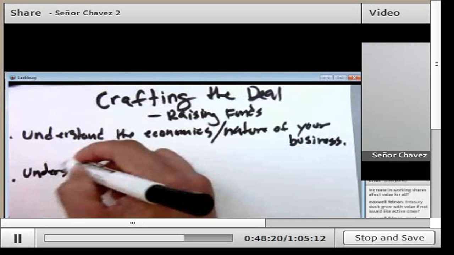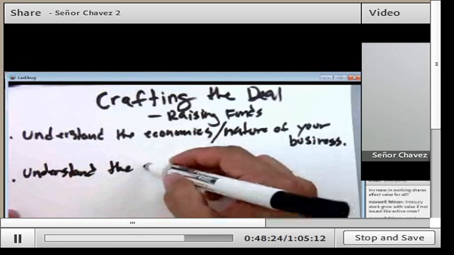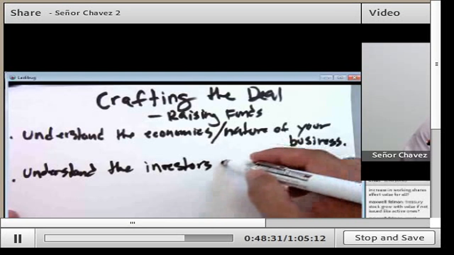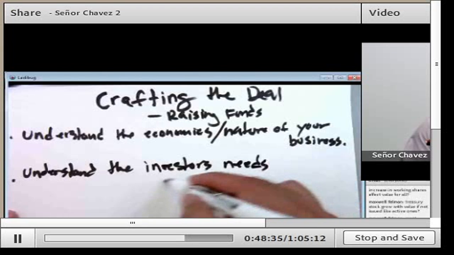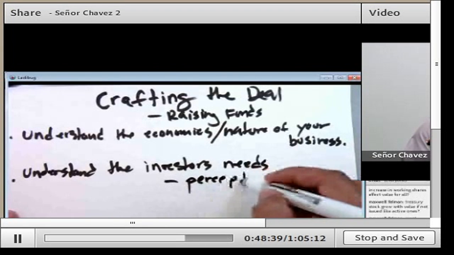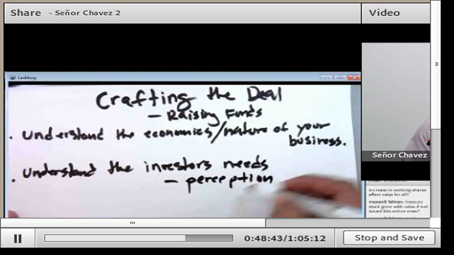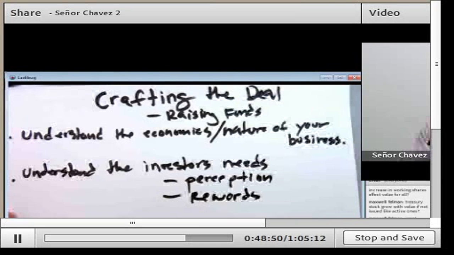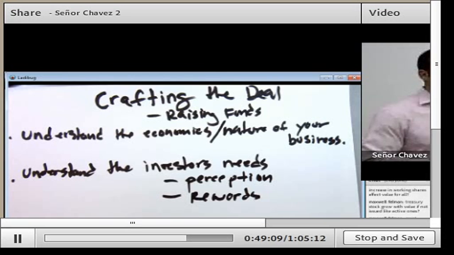Understand the investor's needs. And by this, understand their perception and rewards. What is it that they are looking for? What is it that I am motivated by? Again, we just talked about 3 different scenarios: best, base, and worst case scenario. I appreciate the worst case scenario. You need to know that. I'm hoping that it turns into a best case scenario, but what else is it that I value?